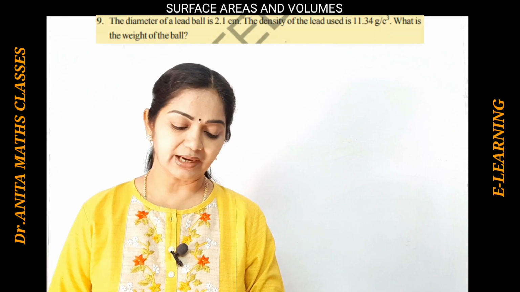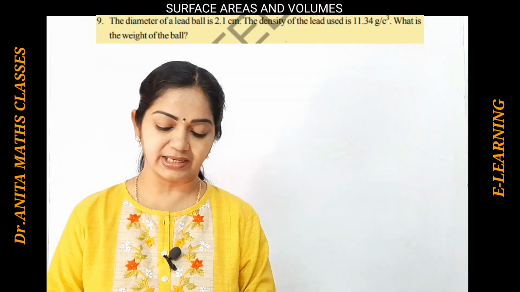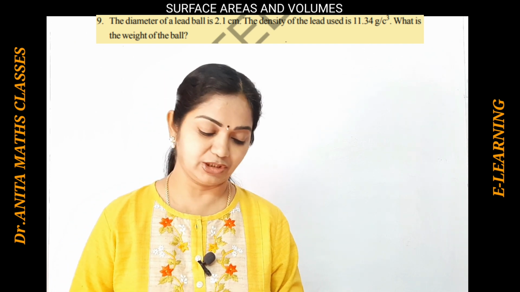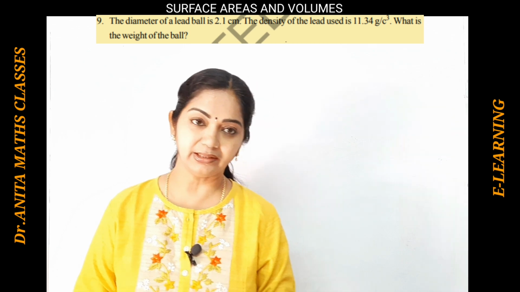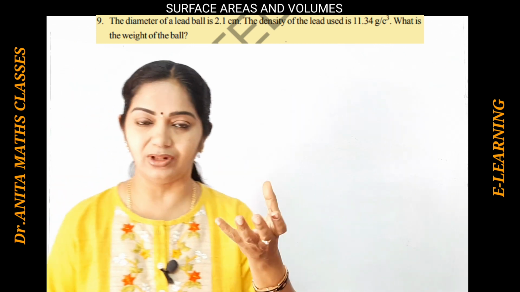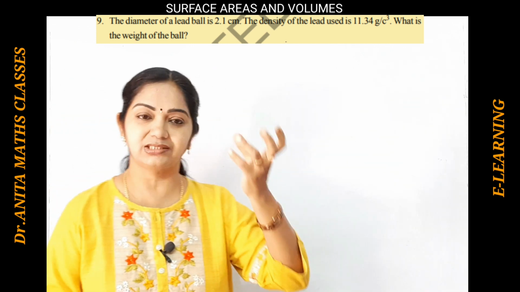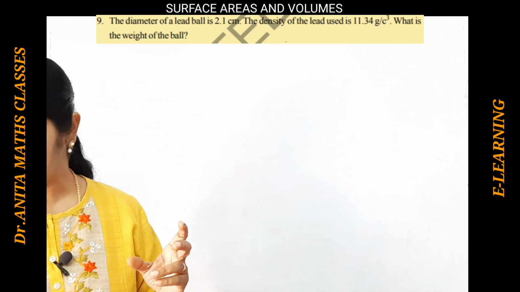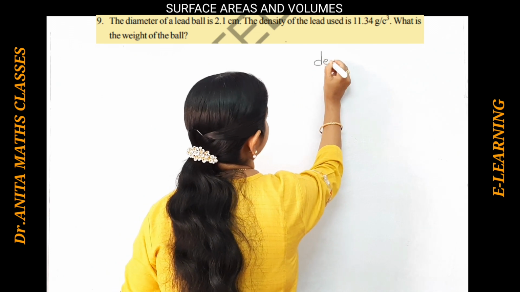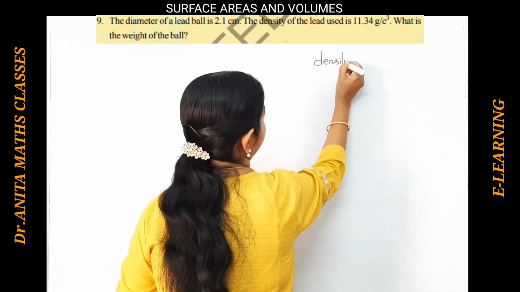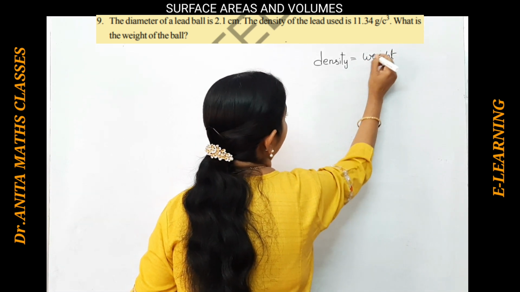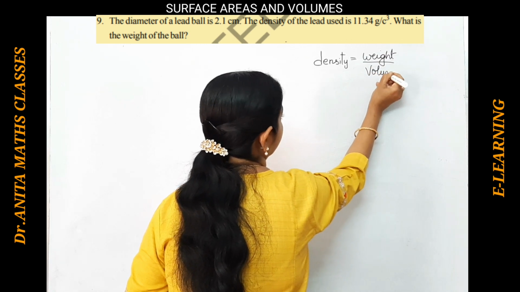I'll read it out for you. Diameter of a lead ball is 2.1 centimeters. The density of the lead used is 11.34 grams per centimeter cube. What is the weight of the ball? Here the question asks the weight of the ball, that is the mass of the ball. This lead ball is spherical. The density is given. What is the formula for the density? The density is nothing but mass by volume, or weight by volume.